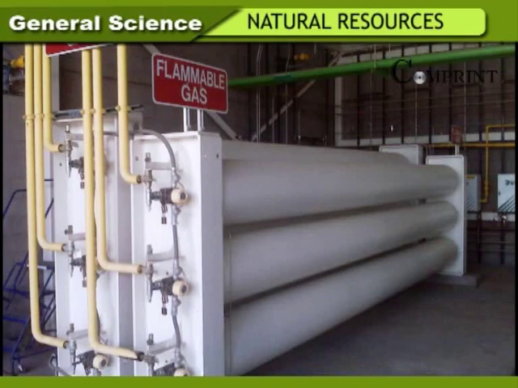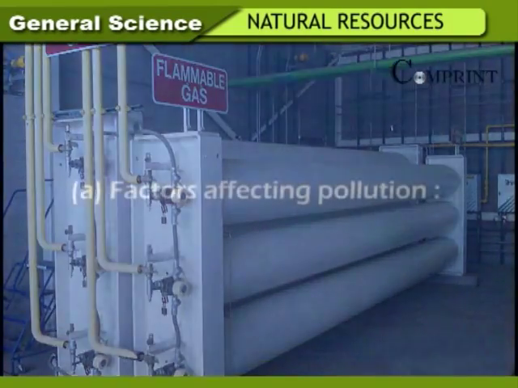The Indian government has set up the Central Pollution Control Board at national level and the state government has set up the Andhra Pradesh Pollution Control Board. Presently, compressed natural gas, CNG, is being used. By using this, we need not worry about the factors causing pollution except carbon dioxide.